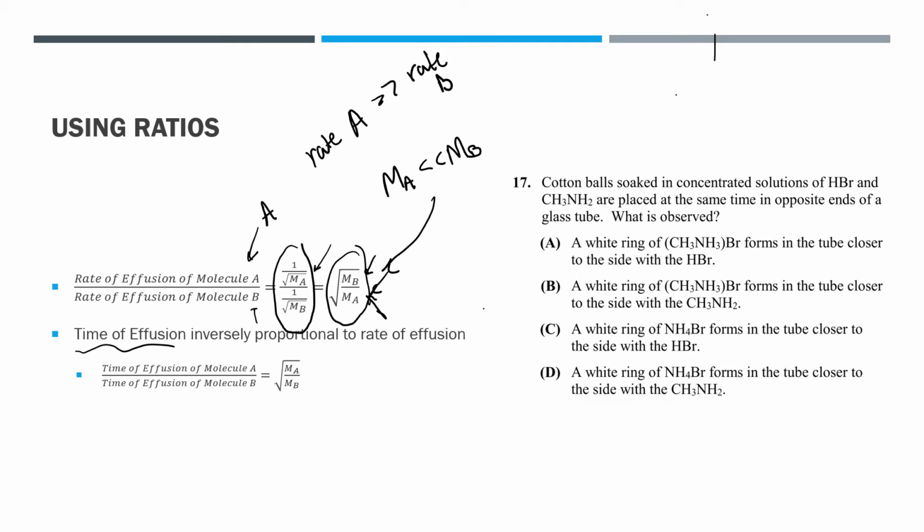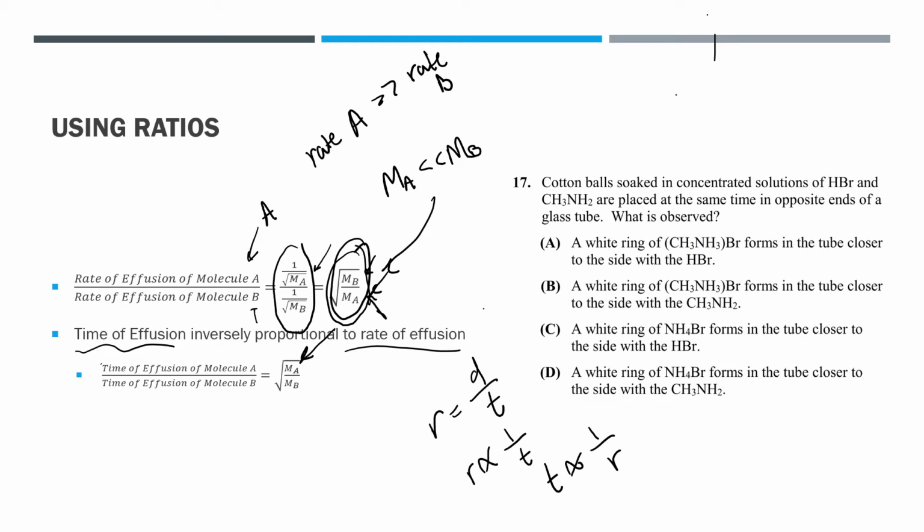And we can also look at the time of effusion, right? Time of effusion is inversely proportional to rate of effusion, because rate equals distance over time, right? And if distance is a constant, we have that rate is proportional to 1 over time, or time is proportional to 1 over the rate. So we can do the same thing. The time of effusion of molecule A over the time of effusion of molecule B is going to be 1 over the ratio of the rates of effusion. So we just flip this square root, and we get the square root of molar mass of A over molar mass of B.